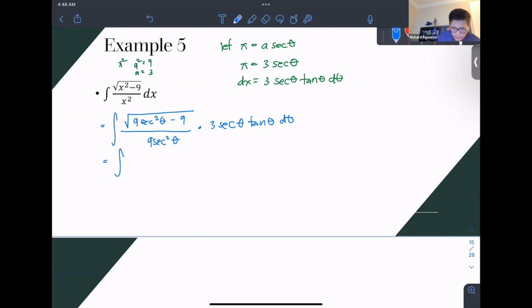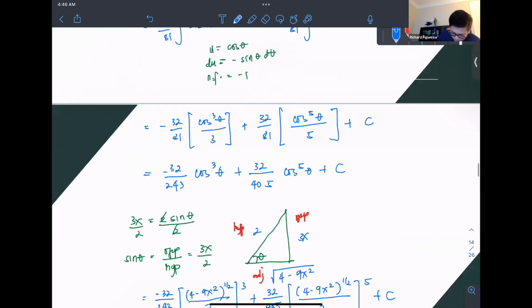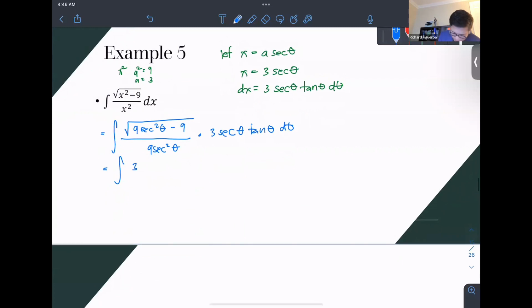Then we can factor out 9, and the square root of 9 is 3. Secant squared minus 1 is tangent squared, and the square root of tangent squared is tangent. It's the same as 3 tangent theta over 9 secant squared theta, multiplied with 3 secant theta tangent theta d theta.